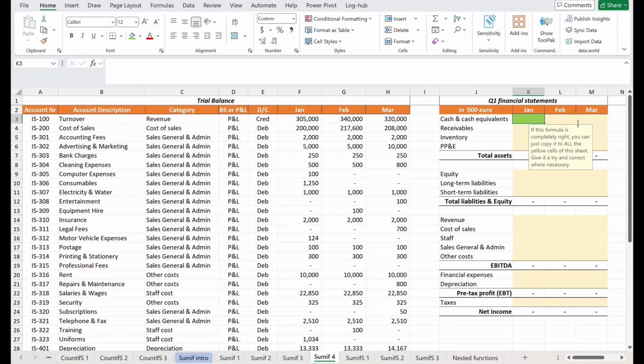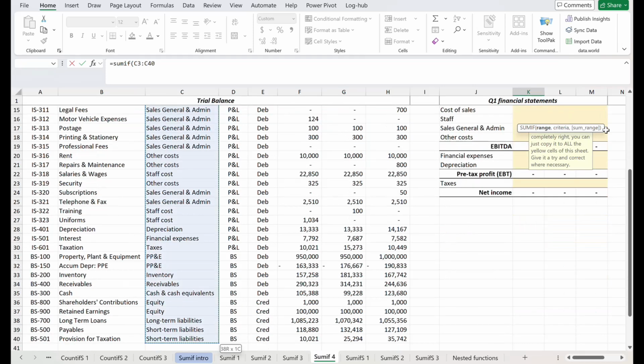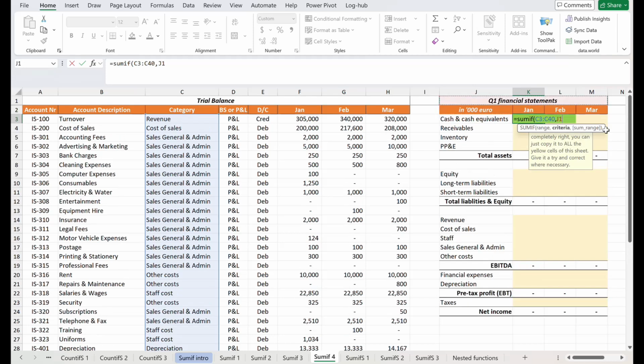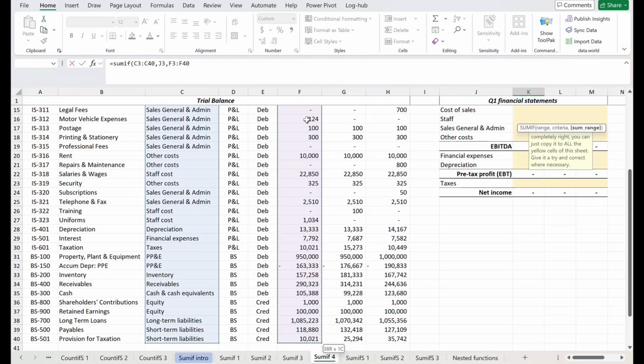Okay. I'm gonna make myself struggle a little bit just to show you how it's done. So we're going to sum. Where do we find the categories? So here are the category names. The categories are over here. So we're gonna select all of this. Let me not fix it at all. Then the criterion is this, and the sum range is over here in January.